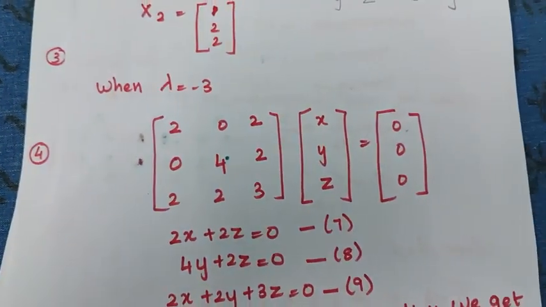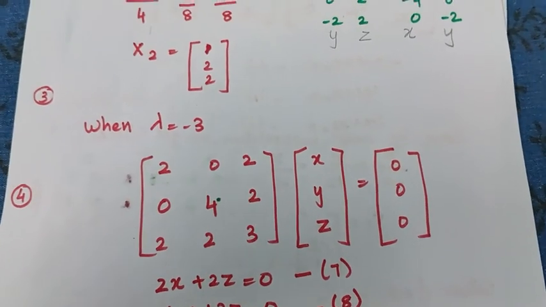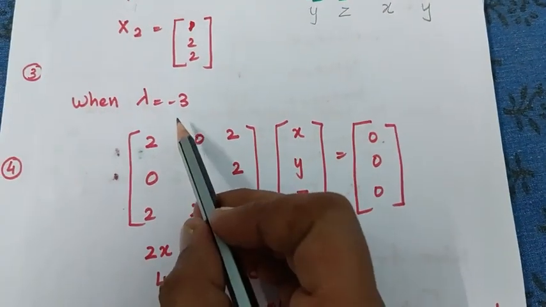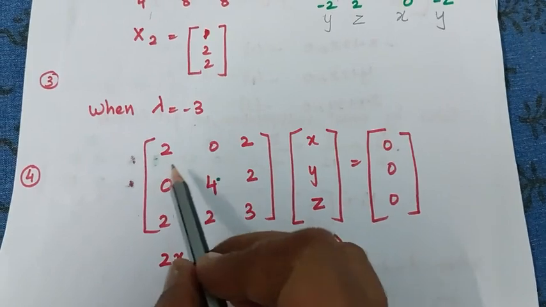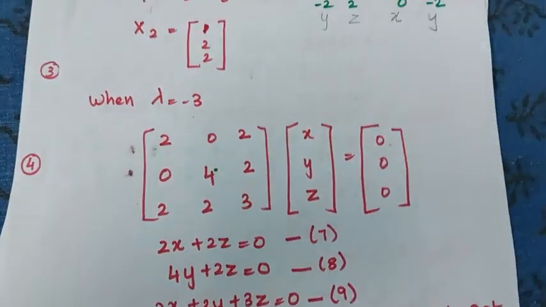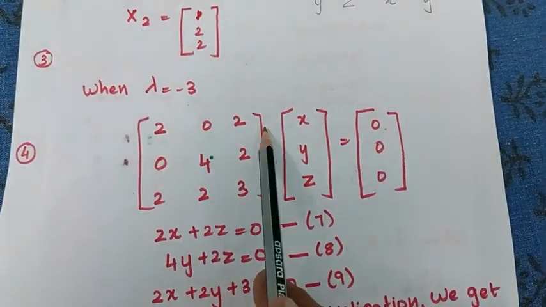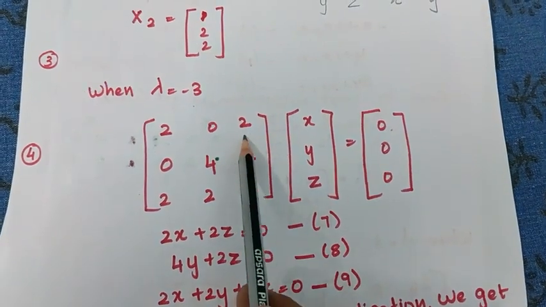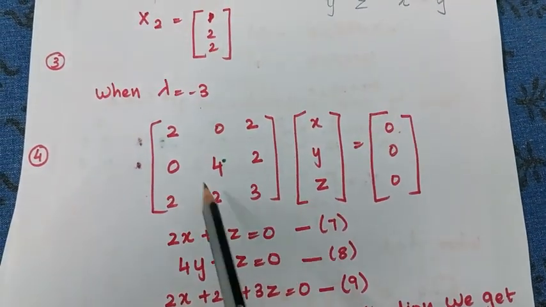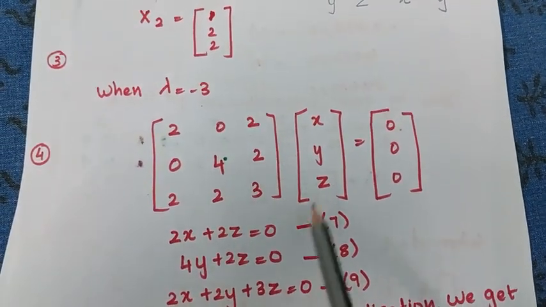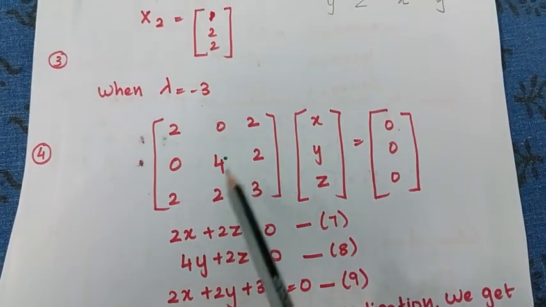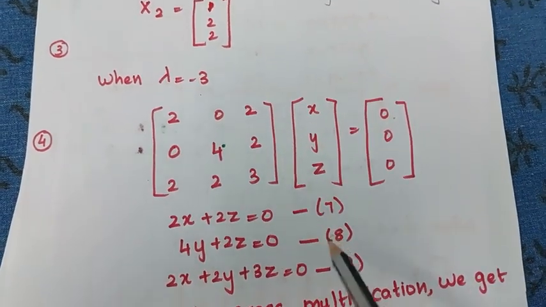In the same equation we are going to replace lambda by minus 3. If you replace minus 3, you will get this as the equation. Here also we are going to multiply inside. So 2x plus 2z is equal to 0. Next, 4y plus 2z is equal to 0. So 2x plus 2y plus 3z is equal to 0.